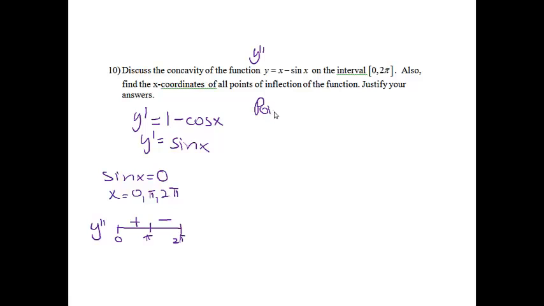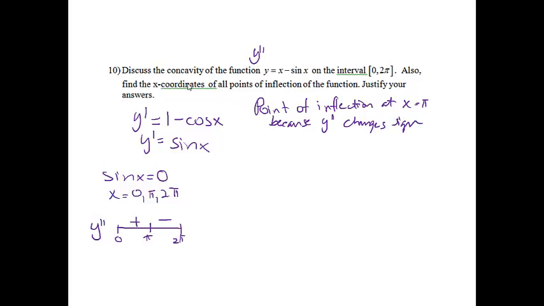And then from here, we are first of all going to find all coordinates of points of inflection. Well, there is a point of inflection at x equals pi, and that will be because y double prime changes sign, and we don't care how it changes, just as long as it changes.